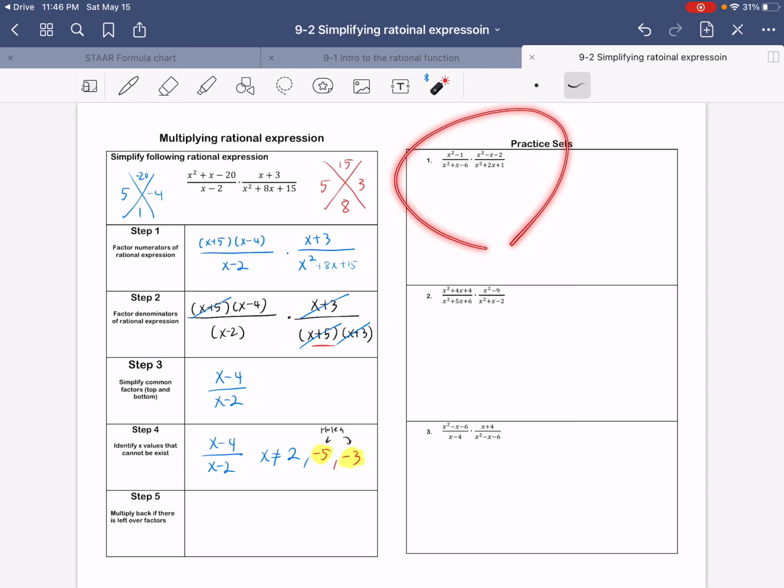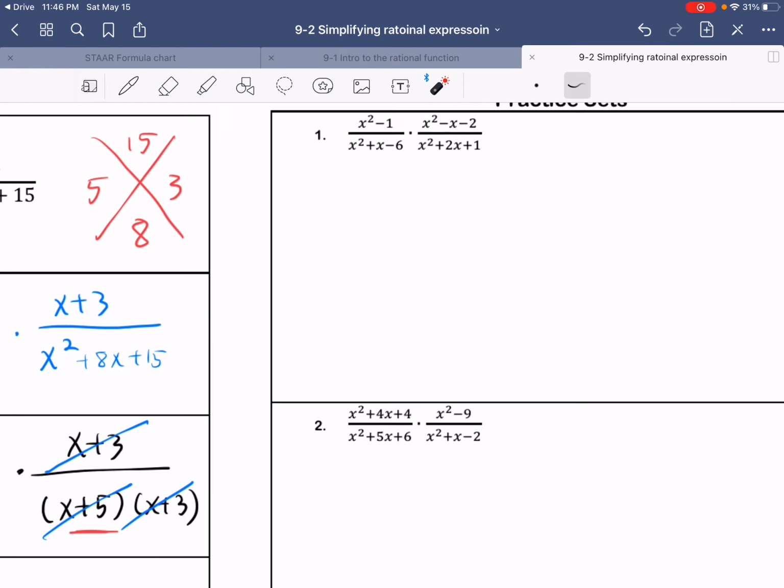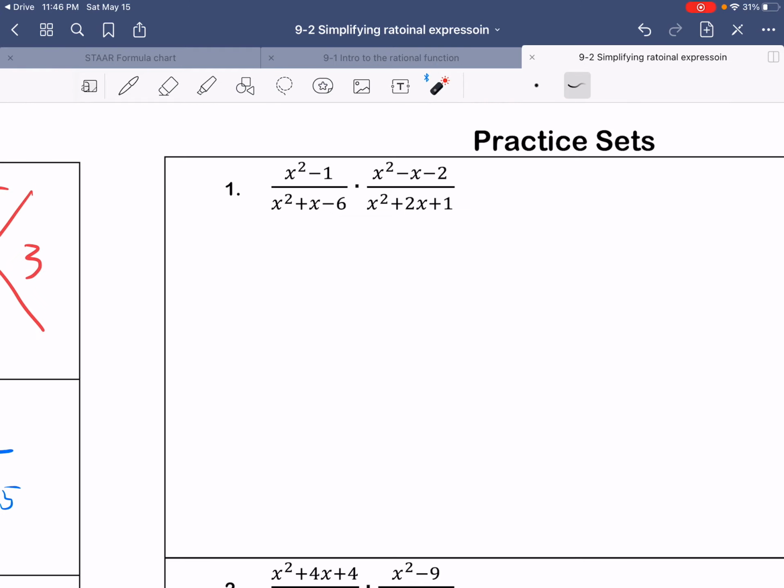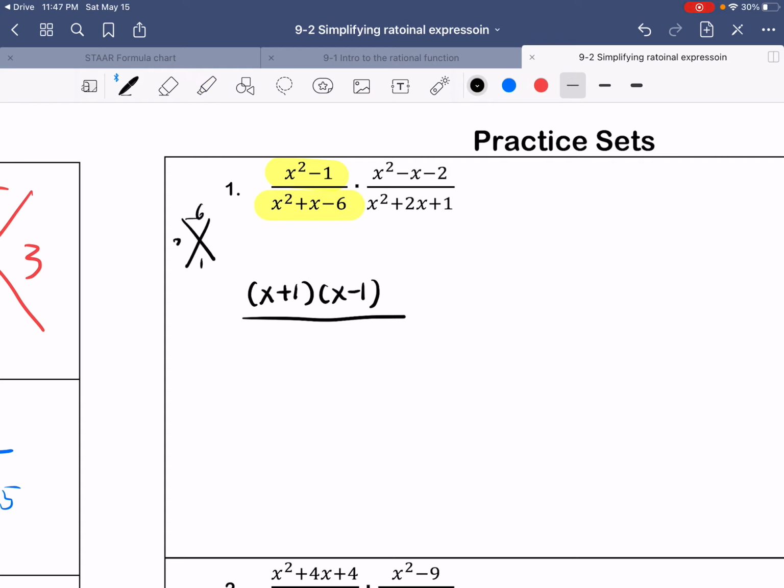So here, try these questions by yourself. I believe there's no problem you're doing it. I will go over this one question and that's about it. So here, if I want to do this, I'm going to factor this one out first. This one is a difference of squares, so x plus 1, x minus 1. And let me factor out this one. Negative 6 and 1. What can give you this? 3 and negative 2. So it's going to be x plus 3, x minus 2 times.